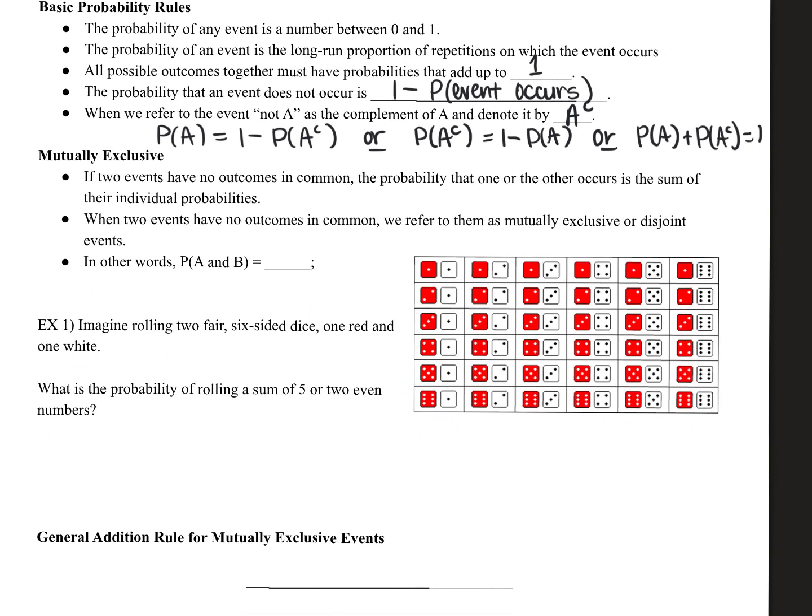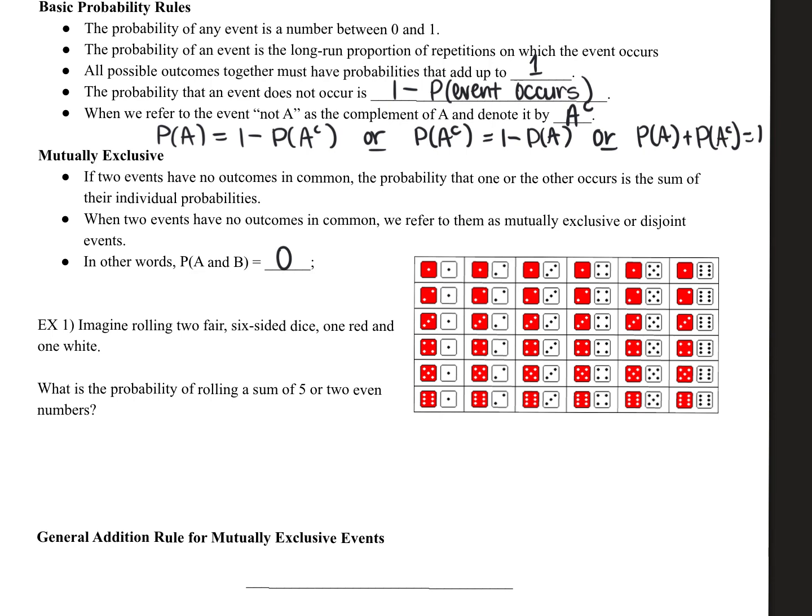Mutually exclusive is another big thing in probability. So if 2 events have no outcomes in common, the probability that one or the other occurs is the sum of their individual probabilities. If 2 events have no outcomes in common, we refer to them as mutually exclusive or disjoint. So in other words, the probability of A and B is 0. They cannot occur at the same time. So the probability of flipping heads and tails is 0. I can't flip a coin and have it land on heads and tails at the same time, no matter what people say.